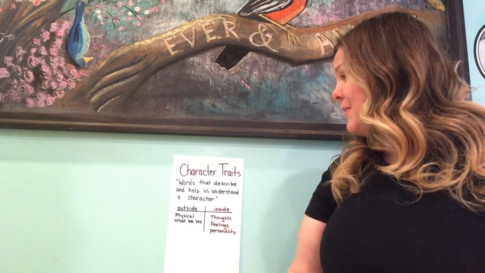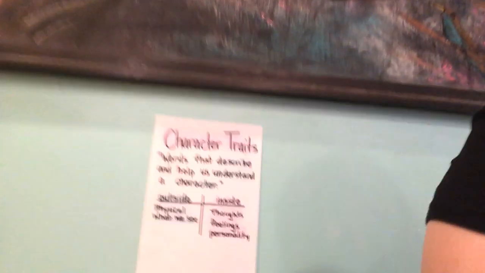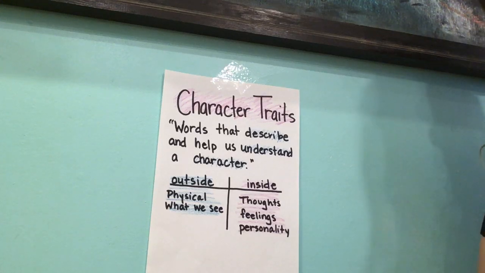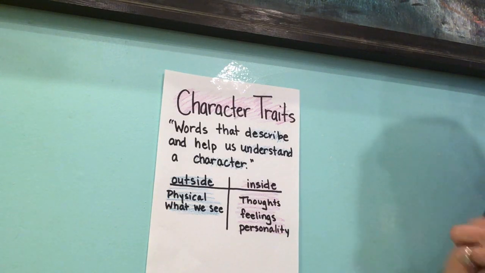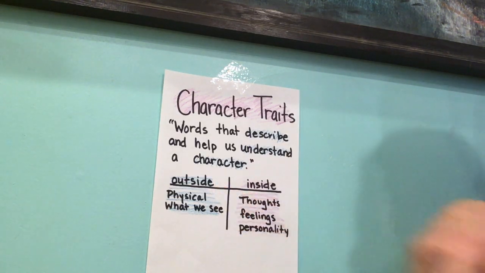Today's lesson is going to be about character traits. I'll move this closer because I don't have big chart paper. I just have these little pieces of paper that I'm writing on. So character traits are words that describe and help us to understand a character. And a character is a person in a story, or who the story is written about. And there's two kinds of character traits, or actually probably more, but the ones we're going to focus on are the ones that are on the outside and the inside.